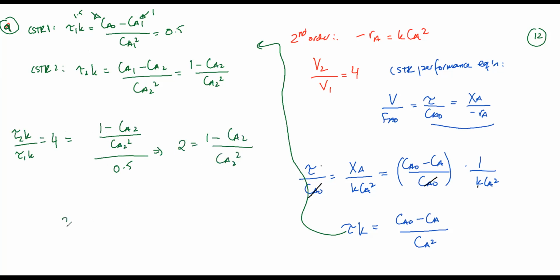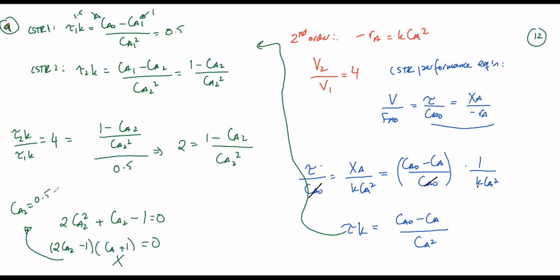I'm going to rearrange this, so I get 2 CA2 squared plus CA2 minus 1 is equal to 0. And if I factor it out, 2 CA2 minus 1 multiplied by CA2 plus 1 is equal to 0. So I have 2 roots. One is not helpful. So CA2 is equal to 0.5 mole per liter. Okay, so this is the answer for this problem. The concentration of the second reactor is 0.5.